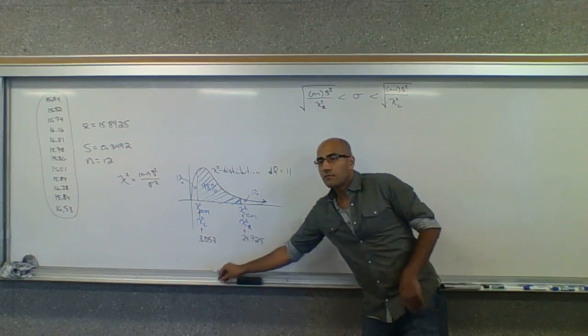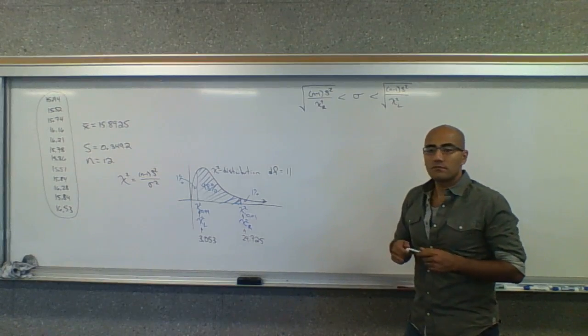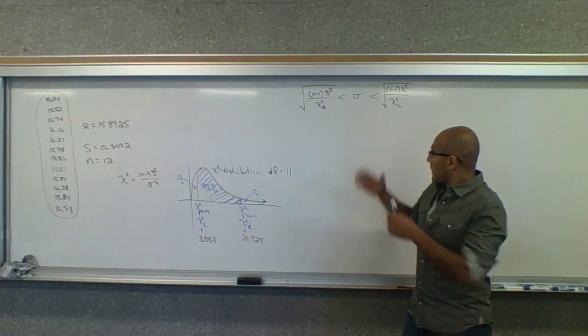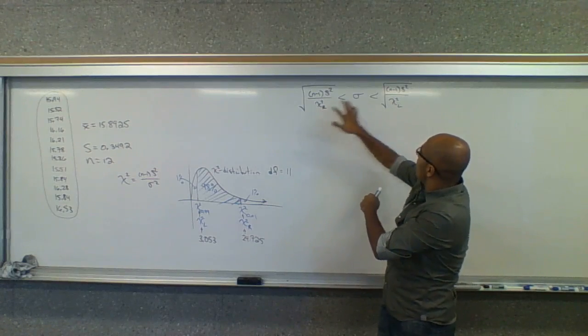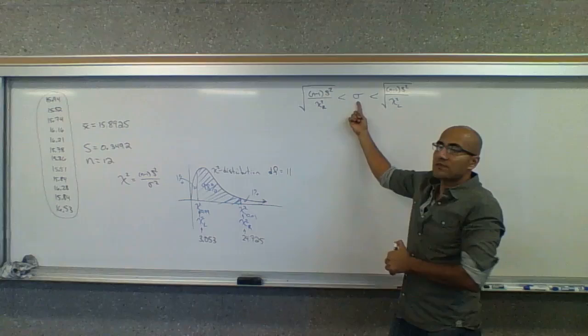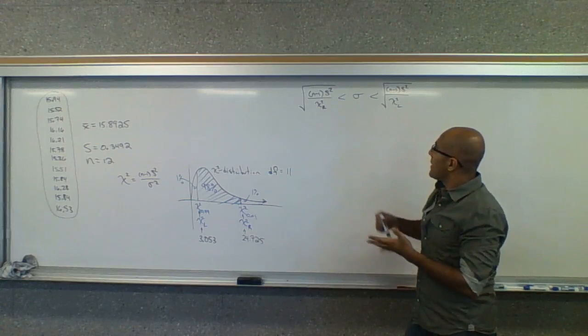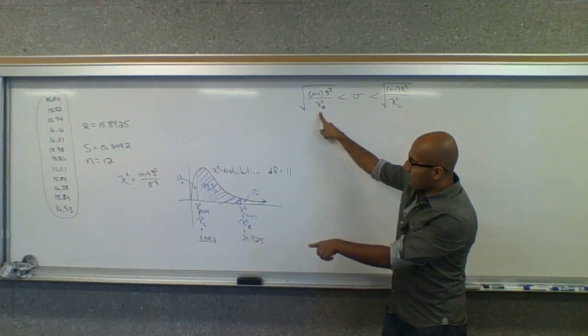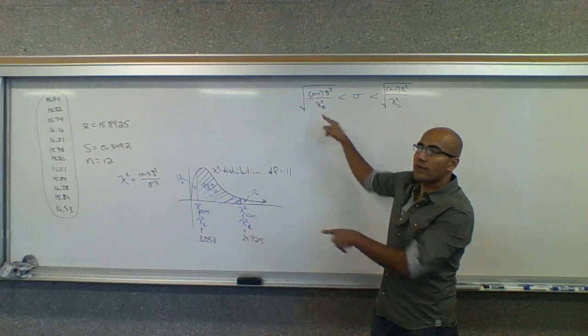Right? That's the formula we came up with. That's the interval. This is the lower part of the interval, that's the higher part of the interval, and it traps the sigma. And we have everything we need. We know s, we know n, we already found our chi squared left and chi squared right values. So we're in business. We're ready to punch it in here.